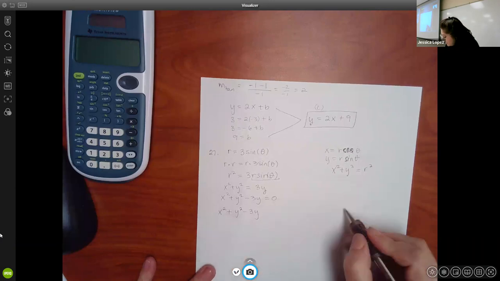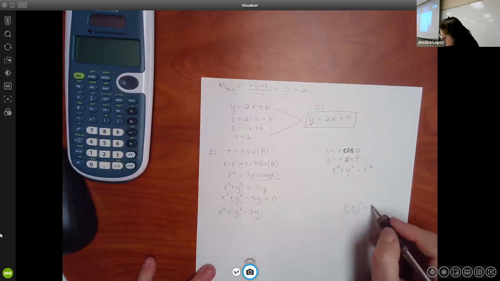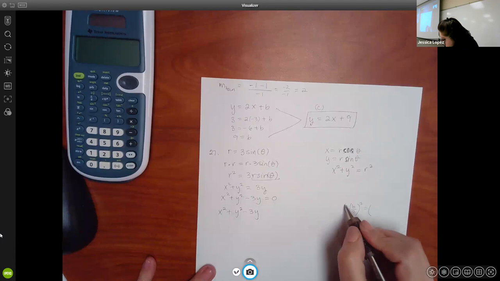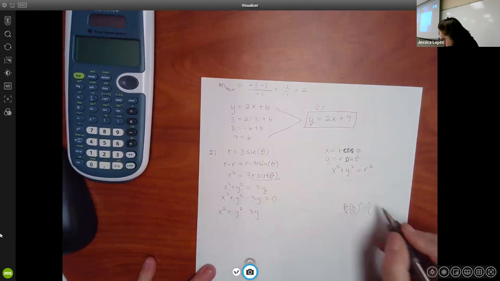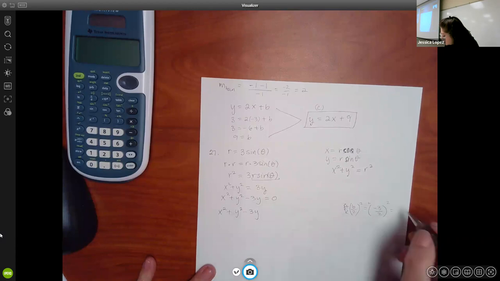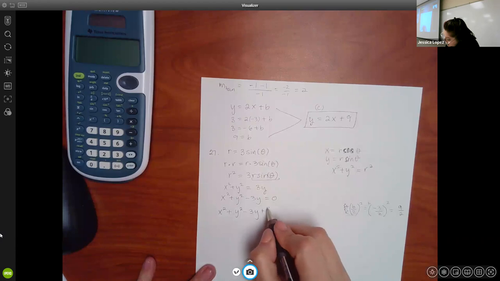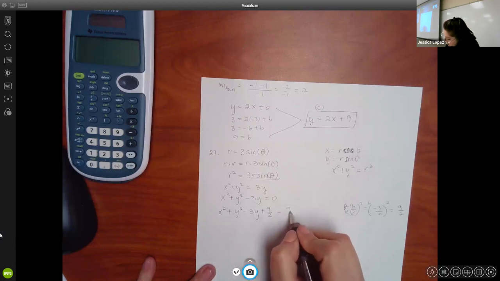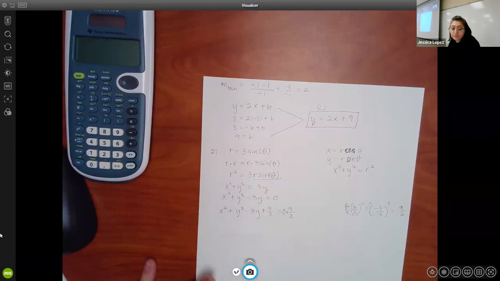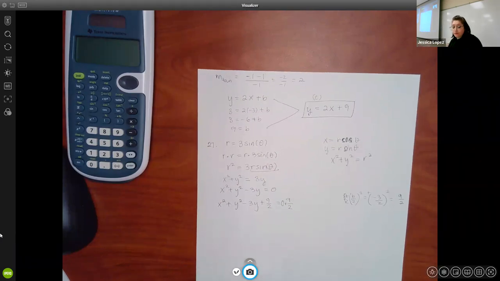So you would have to add b over 2 squared, which in this case is, there you go. I would have to add a negative 3 over 2 squared, which means I need to add 9/4. So I'm going to add it to this side and to the other side. That way I'm not changing the value of the equation. We did the same thing on both sides of this equation.